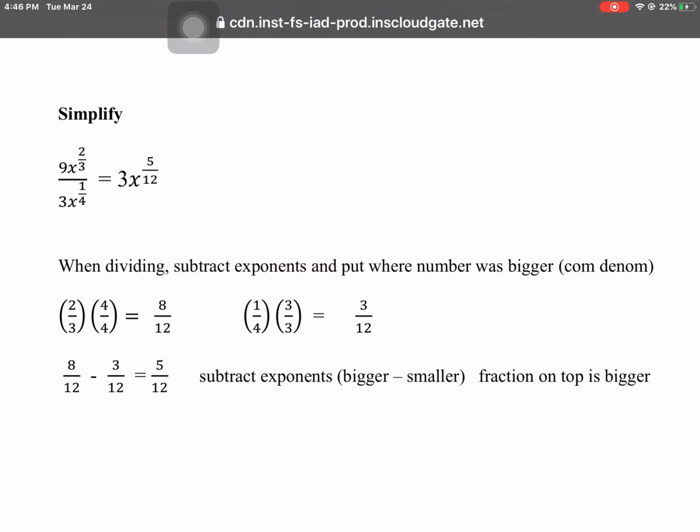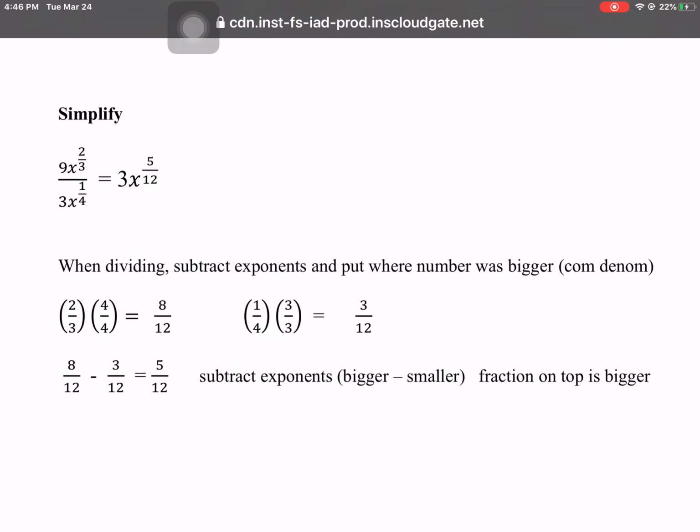And we have to decide if that goes on the top or if that goes on the bottom. Well, let's see which fraction is bigger. 8 over 12 or 3 over 12? 8 over 12 is bigger. 8 over 12 was originally the 2/3. Which place was the 2/3? The 2/3 was the one on top.